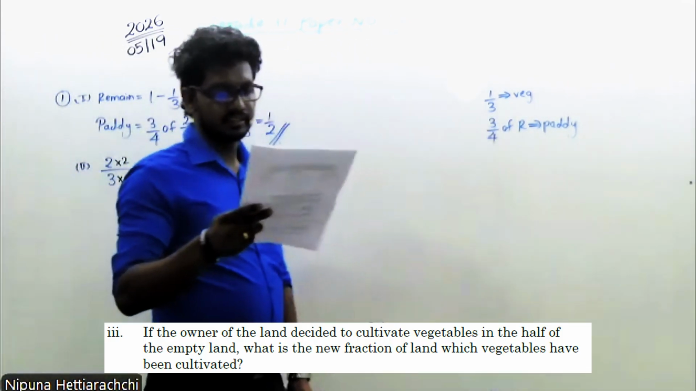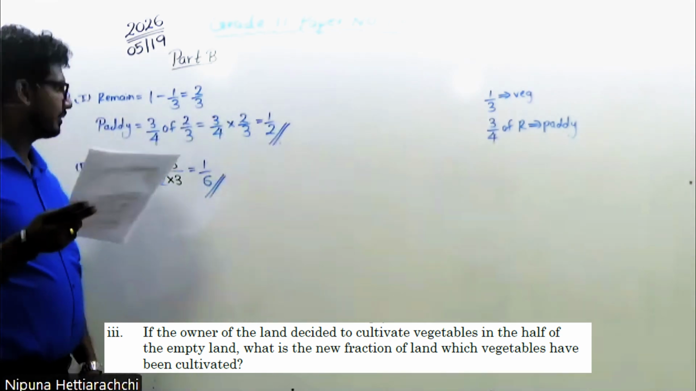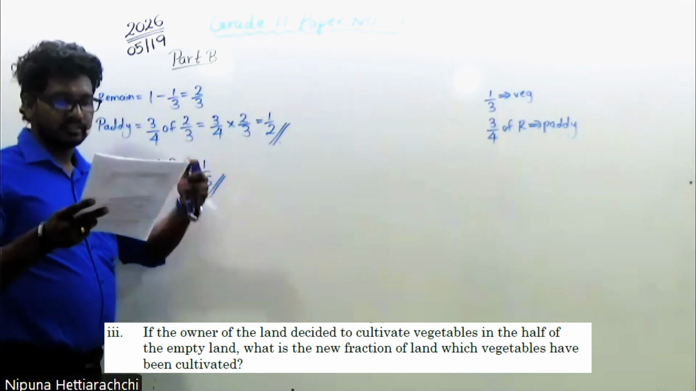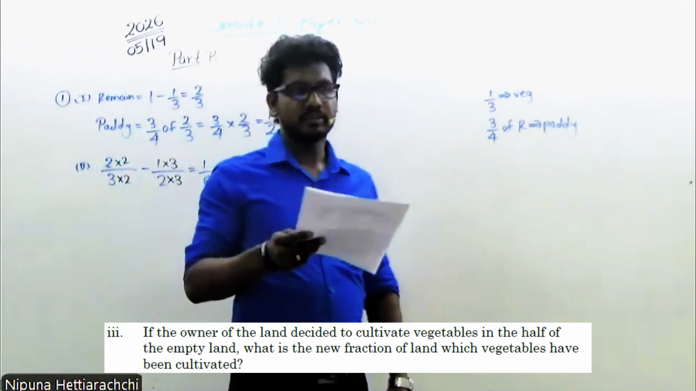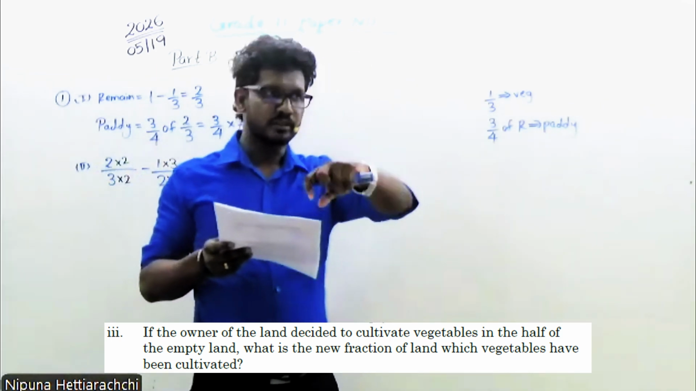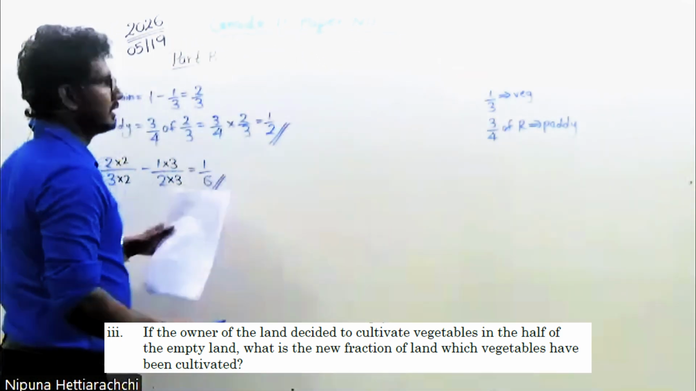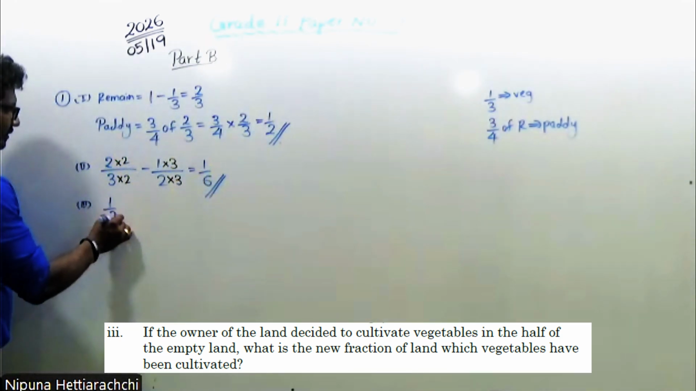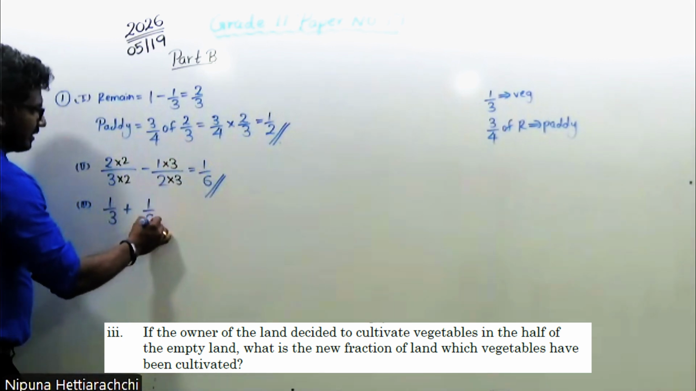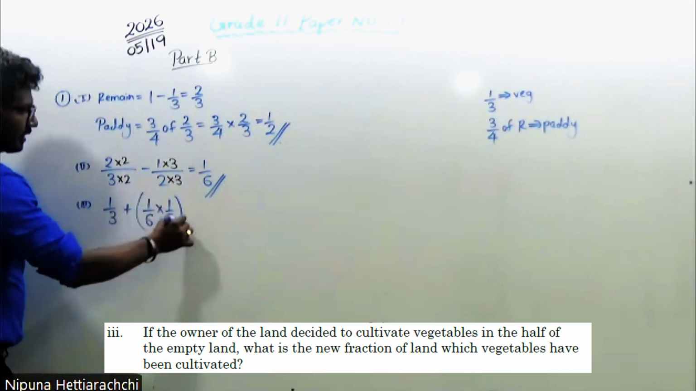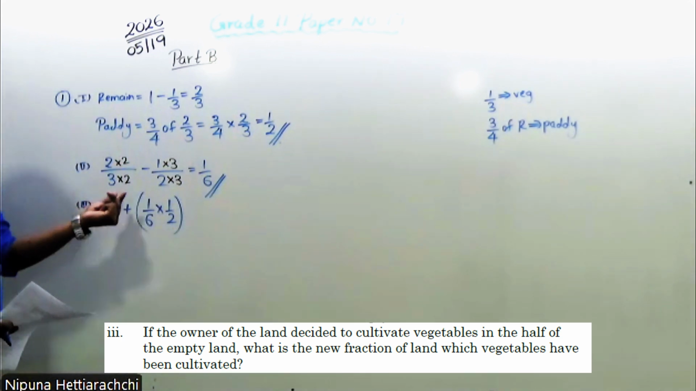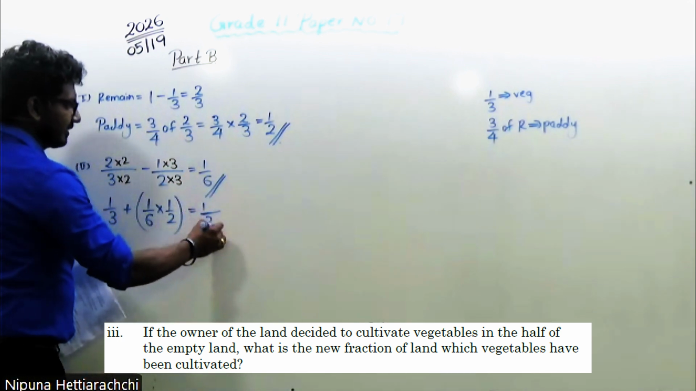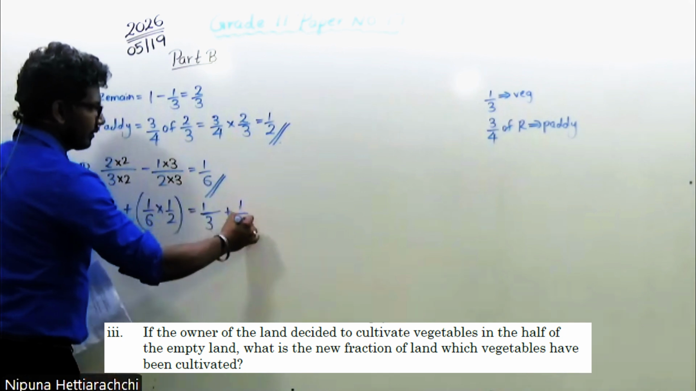If the owner of the land decided to cultivate vegetables in the half of the empty land, what is the new fraction of the land which vegetables have been cultivated? Now take the new fraction, the total of the newly cultivated and the old. Earlier vegetable was 1/3, and from the remaining another half has been cultivated. Now we have to add them together. Earlier 1/3 portion, now from the remaining another half. 1/3 plus this one becomes 1 out of 12.